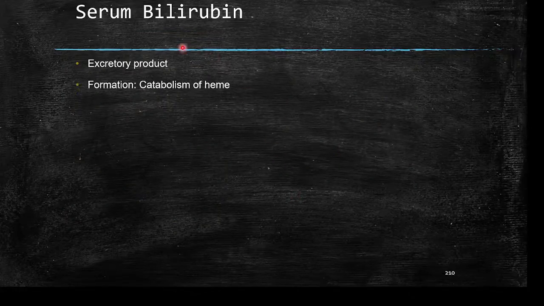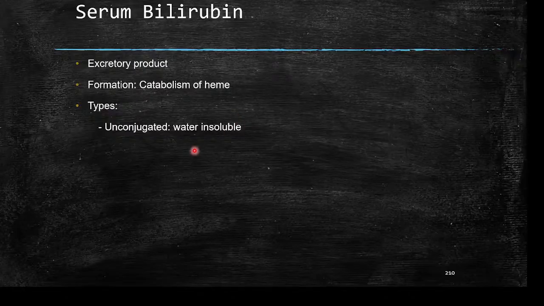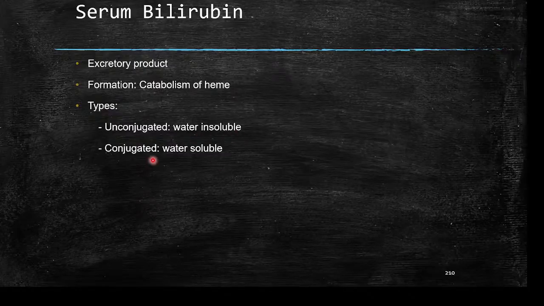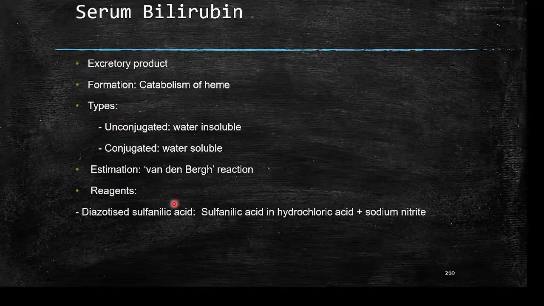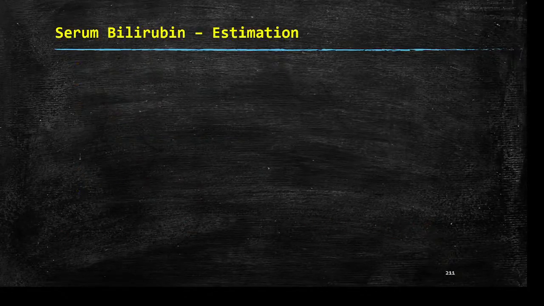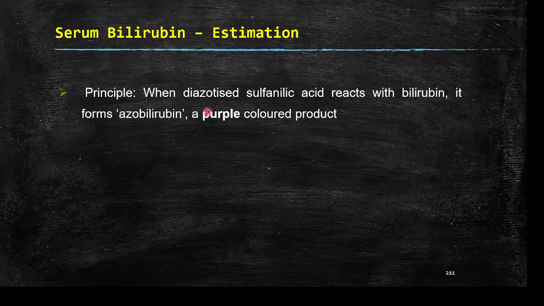So serum bilirubin is the excretory product, formed by the catabolism of heme as we have seen in the previous class, and there are two types: unconjugated, which is insoluble in water, and conjugated, which is soluble in water. The estimation is carried out by a method known as Van den Bergh's reaction. The reagents required for estimation of bilirubin are diazotized sulfanilic acid in hydrochloride plus sodium nitrite and methanol. Okay. When diazotized sulfanilic acid reacts with bilirubin, it forms azobilirubin, which is a purple colored product.